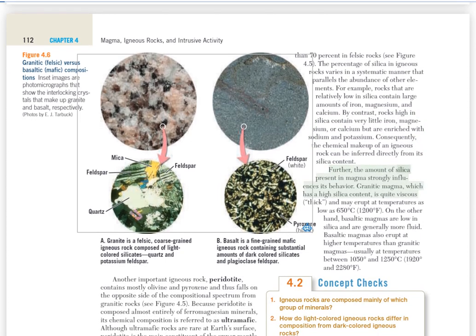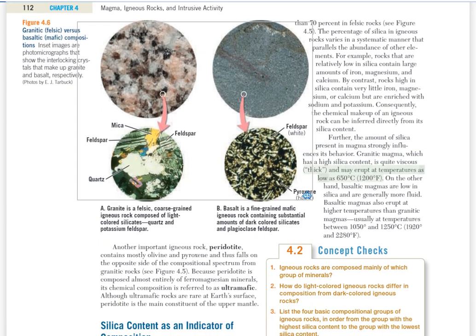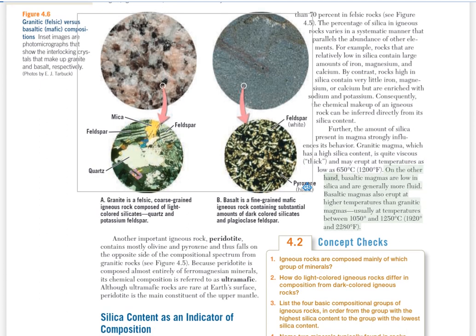Further, the amount of silica present in magma strongly influences its behavior. Granitic magma, which has a high silica content, is quite viscous and may erupt at temperatures as low as 650 degrees Celsius. On the other hand, basaltic magmas are low in silica and are generally more fluid. Basaltic magmas also erupt at higher temperatures than granitic magmas, usually at temperatures between 1050 degrees and 1250 degrees Celsius.